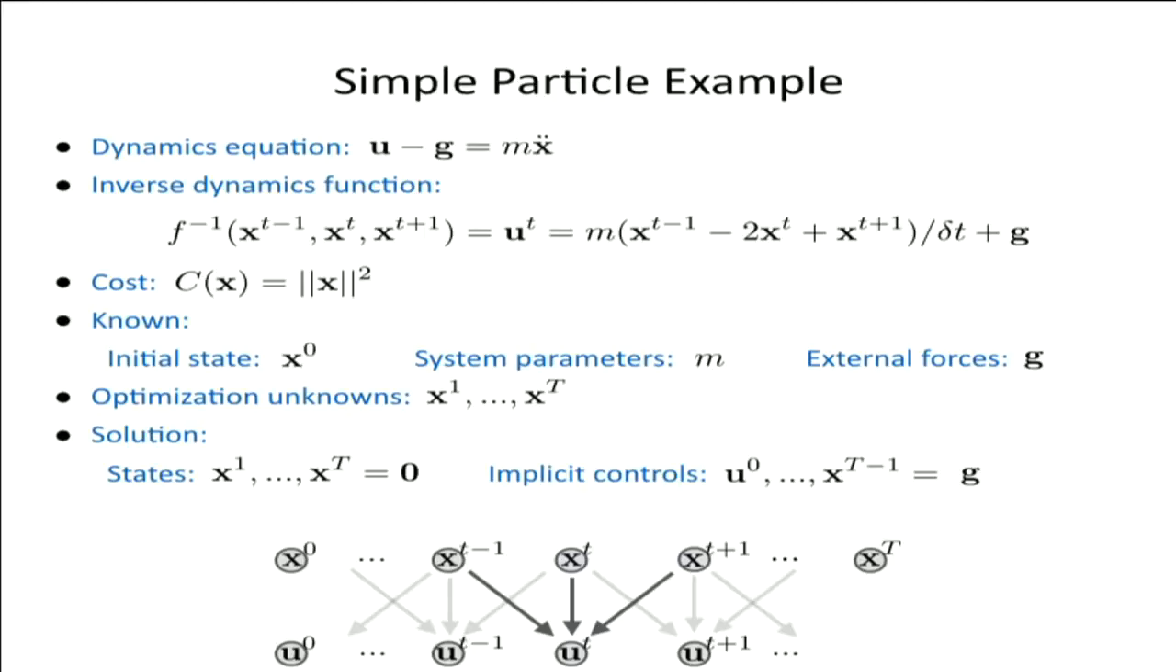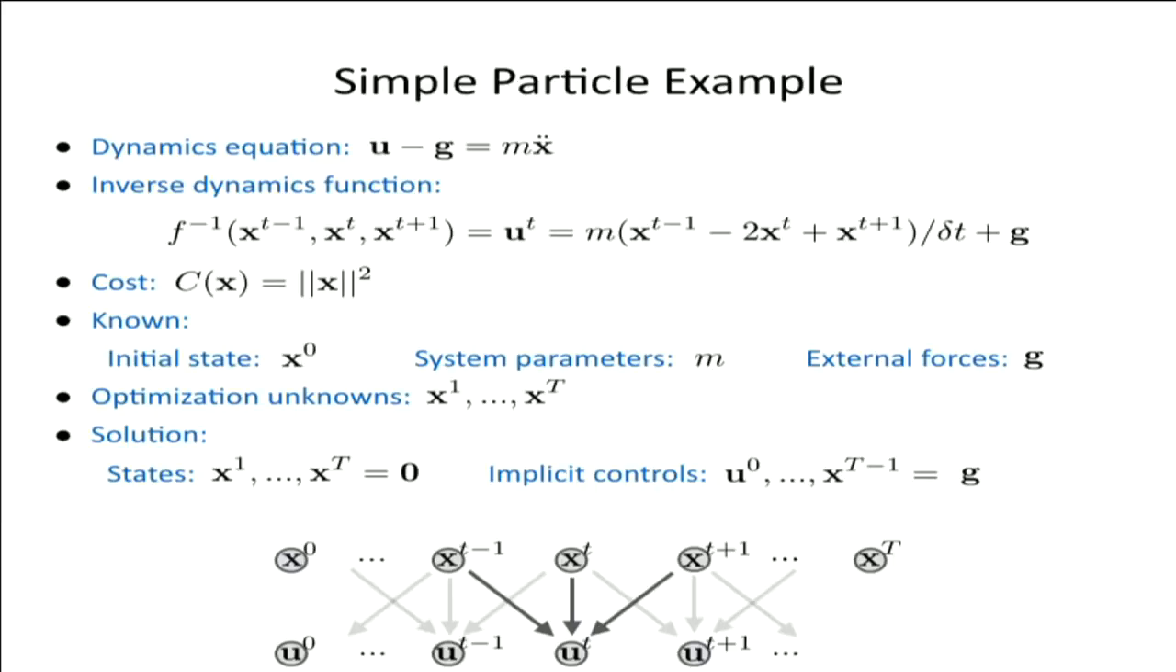And the inverse dynamics function for this simple case, you can just solve for analytically, and it's unique, where you can finite difference the state positions to get the acceleration, and you can solve for what the controls should be. And the cost is just to have the particle stand still throughout the entirety of time. You have some known initial state in which the particle starts. You have some known system parameters, let's say the mass of it, and you know the external forces. None of this, of course, is going to hold in the real world, but you have to estimate these parameters, and you have to somehow be able to sense the forces.